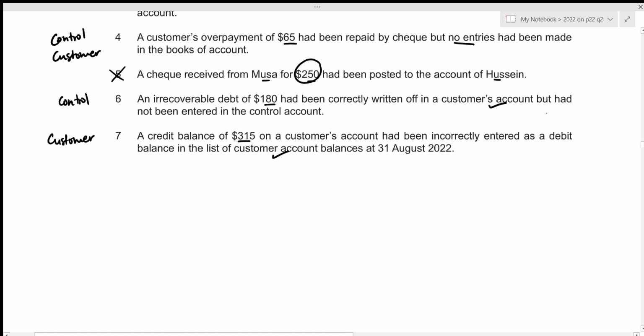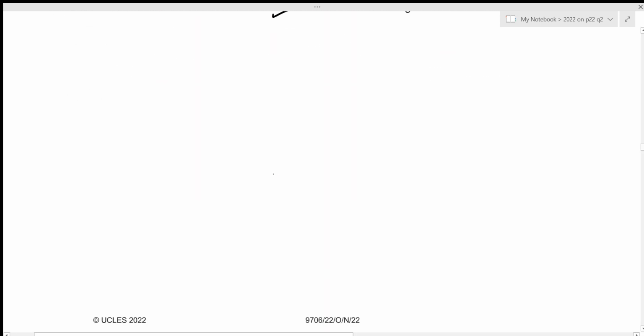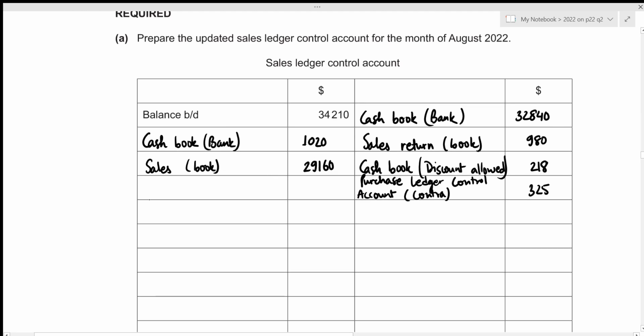All right, then the next information is a customer's overpayment of 65, which had been repaid by check, but no entries had been made in the books of accounts. So this overpayment of 65, basically we need to pay it back to the customers, and whatever the customers pay to us is always recorded on the credit side, which means that the payment made by us should be recorded on the debit side. So this 65 should be on the debit side in our sales ledger control account. Again, this is a payment which will be recorded in our cash book and bank, right? So that's going to be cash book and bank with the amount of 65. All right.